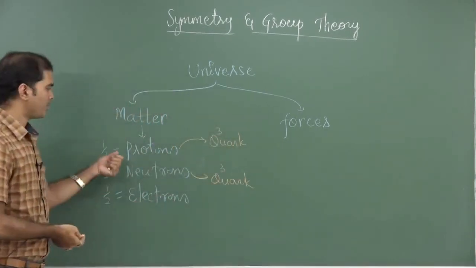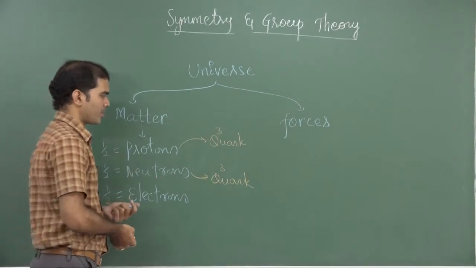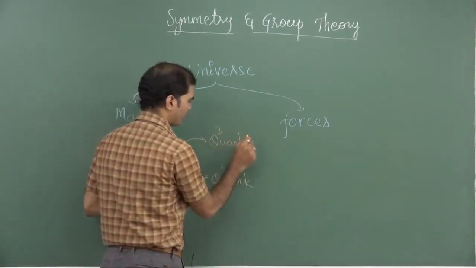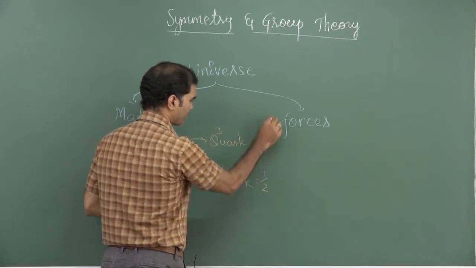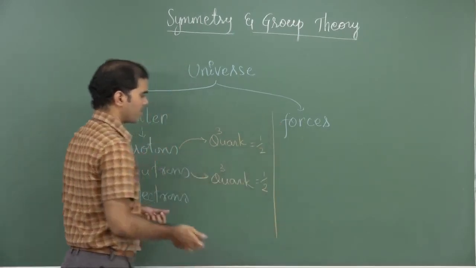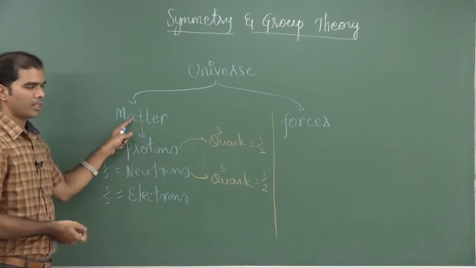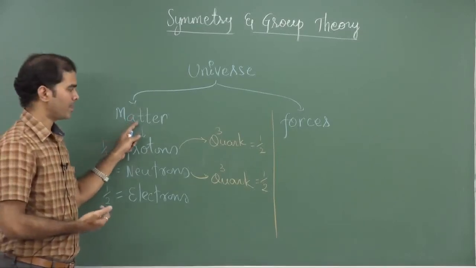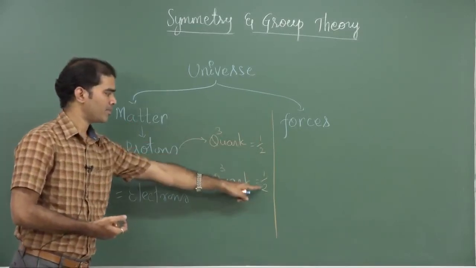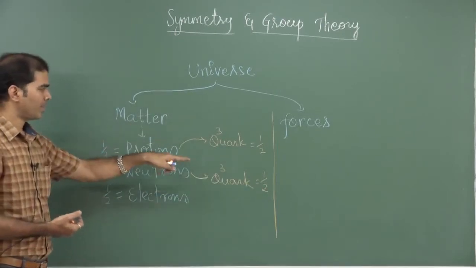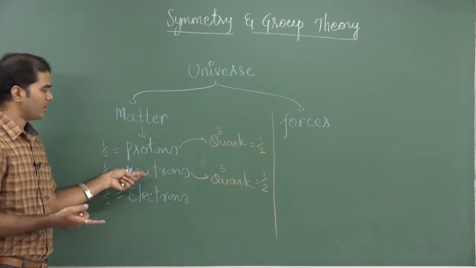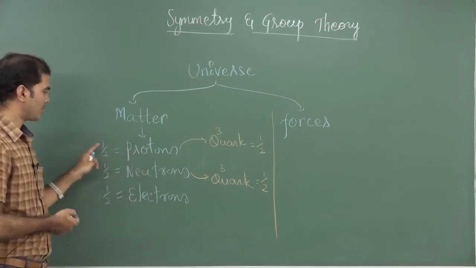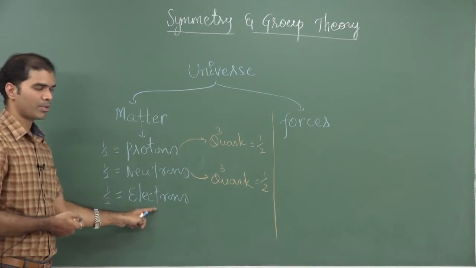Three quarks make up a proton, three quarks make up a neutron, and the spin of this quark is also found to be 1/2. So when it comes to the conclusion, all matter is made up of particles whose spin is 1/2, whether it is a quark, three quarks making up a proton, or three quarks making up a neutron. The spin of a proton or a neutron is also 1/2, and the spin of an electron is also 1/2.